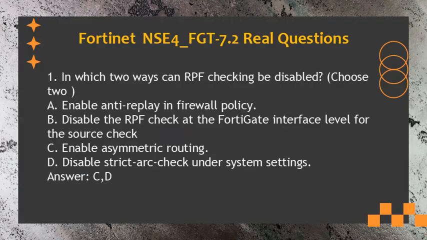1. In which two ways can RPF checking be disabled? Choose 2. A. Enable anti-replay in firewall policy. B. Disable the RPF check at the FortiGate interface level for the source check. C. Enable asymmetric routing. D. Disable strict ARC check under system settings. Answer: C, D.